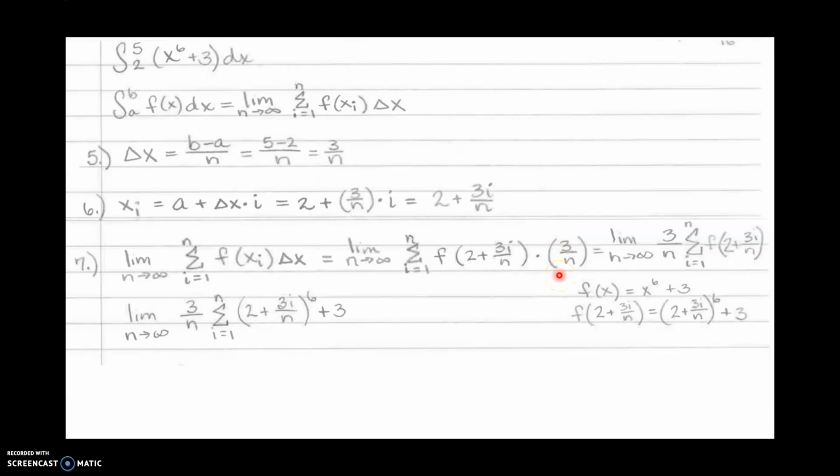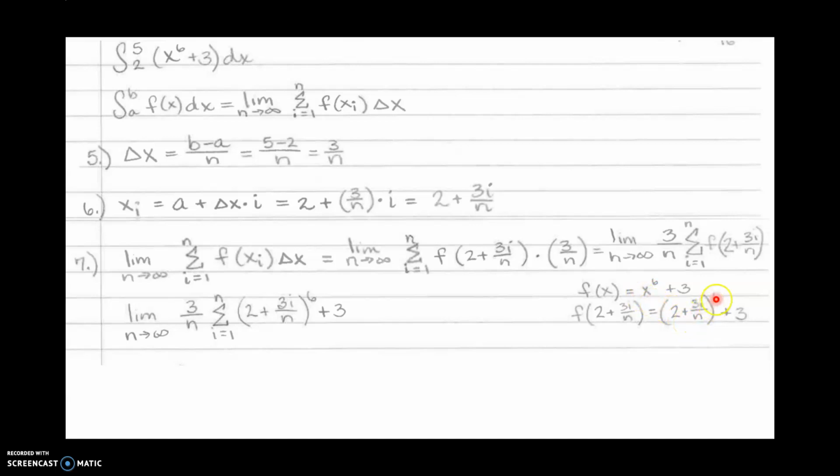Now, we could simplify that a little bit because remember 3 over n is just a constant. So I can move that constant in front of my summation and get it out of the way. And now I have f of 2 plus 3i over n. Okay, let's think about that for just a second. f of x is x to the 6 plus 3. So if they say find f of 2 plus 3i over n, that tells me to put 2 plus 3i over n in the place of x in that function.